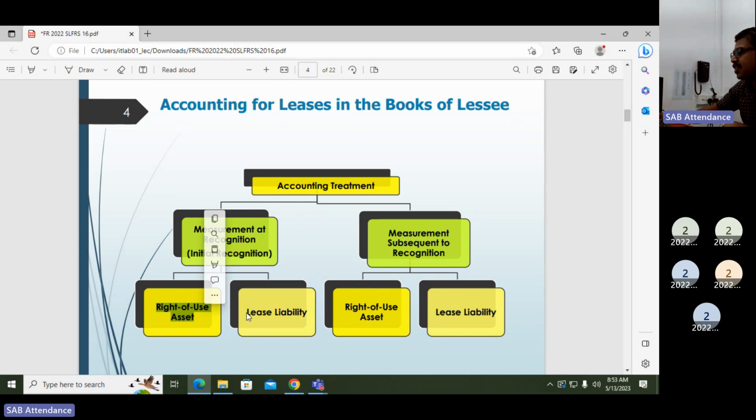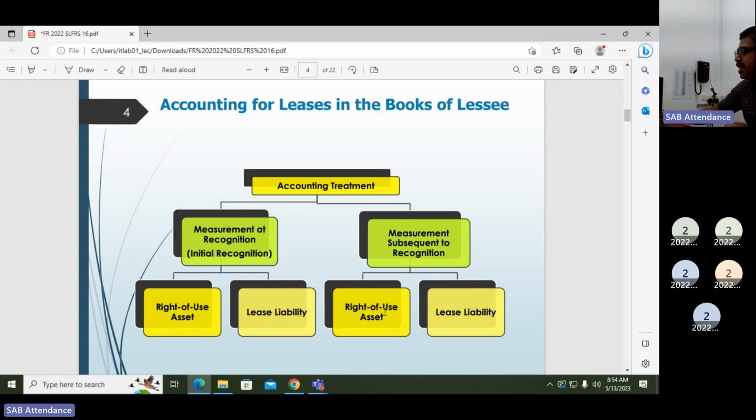Correspondingly, we have a liability, because under a lease agreement you will not pay the full amount at once. You will be paying it over a period, right? As lease rental. The total you can recognize as a liability. So at recognition, initially you recognize the right of use asset and the lease liability. Then subsequently, this right of use asset you need to depreciate like normal PPE year to year, so that the value reduces. And the lease liability reduces when you are making the settlement, right?